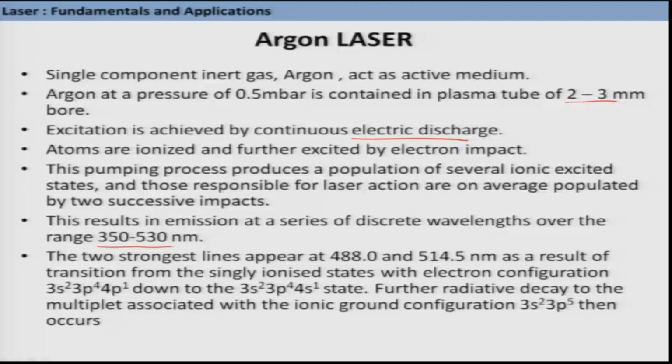They are 488 nanometer and 514 nanometer, which result from a transition from the singly ionized states with electron configuration of 3s2 3p4 4p1 down to the 3s2 3p4 4s1 state. And further radiative decay to the multiplet associated with the ionic ground configuration of 3s2 3p5 then takes place.